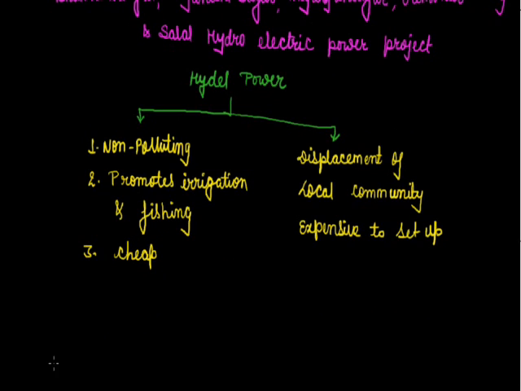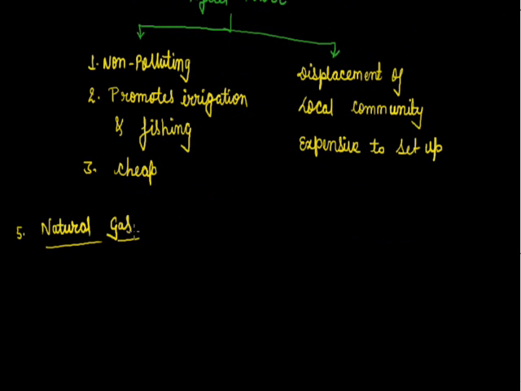The fifth is natural gas. It is found with petroleum deposits and is released when crude oil is brought to the surface. It can be used in domestic and industrial fuel also. Basically, Russia, Norway, UK, and the Netherlands are the major producers of natural gas.